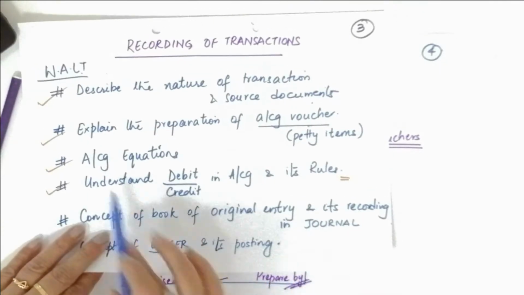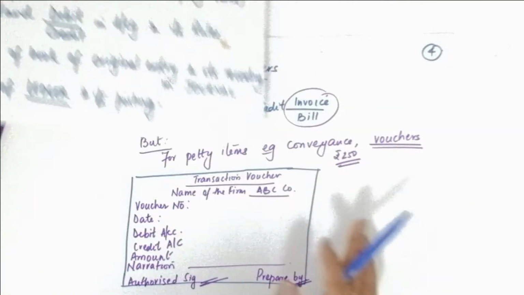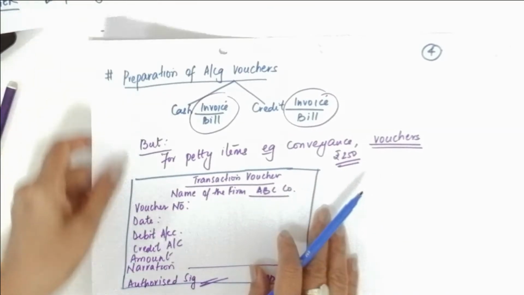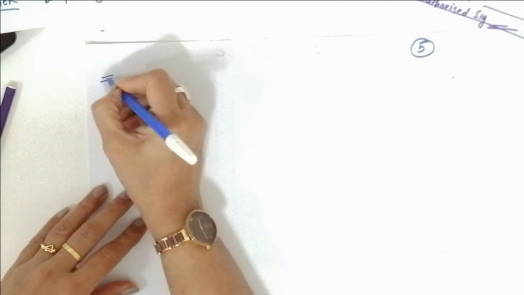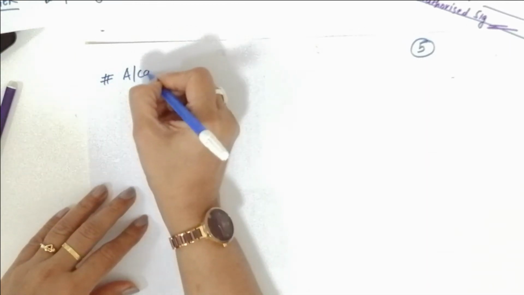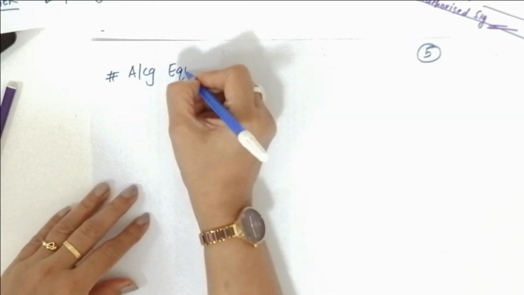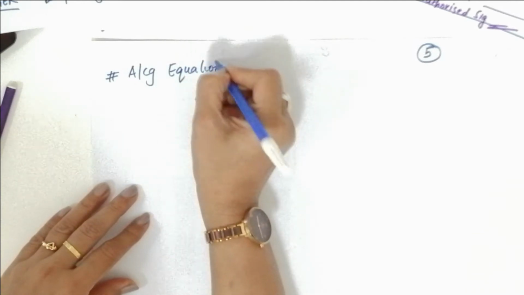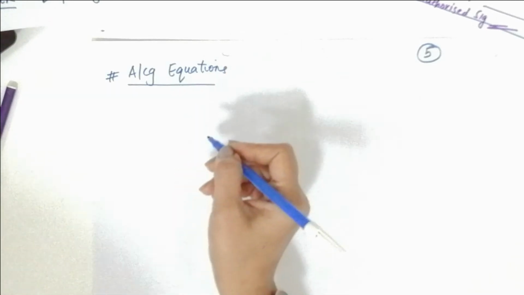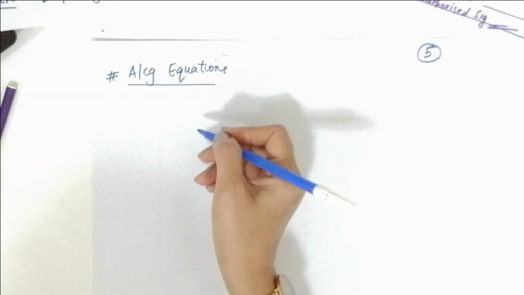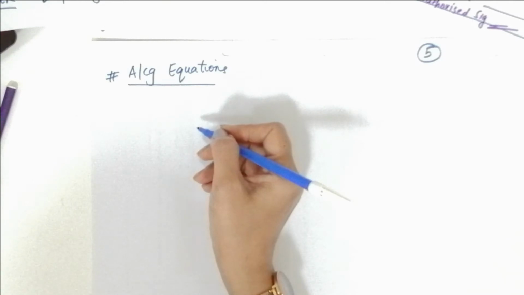Now we move to the next, accounting equation. This is very important for your understanding, and we'll be using this further in future. Now, talking about accounting equations, what do you mean by equation? We have done equations in maths in earlier classes, right? Grade 9, grade 7, 8. We have done equations in mathematics.